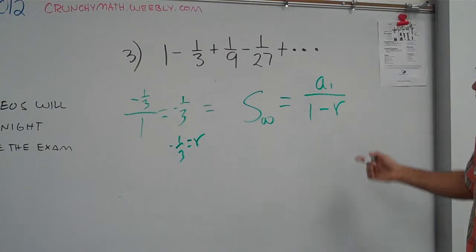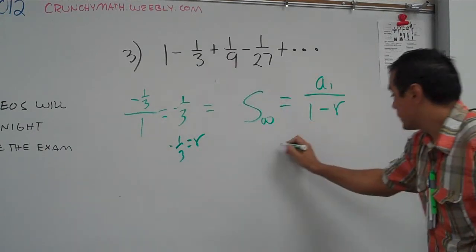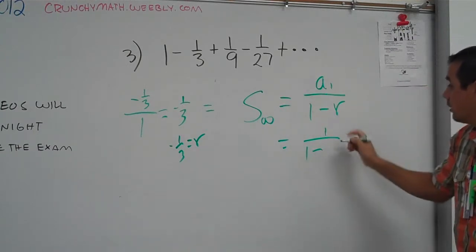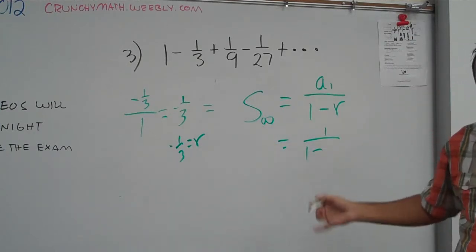Well, we're lucky because we know a sub 1. The first term is actually 1. So that's awesome. And it's over 1 minus R. And it's cool because we already know R. We just found it, right? R was negative 1 over 3.